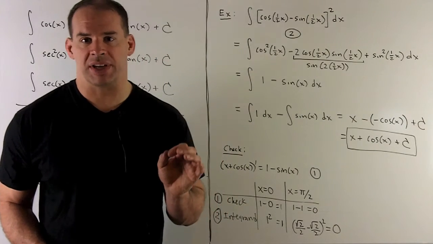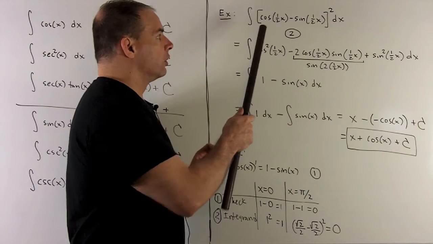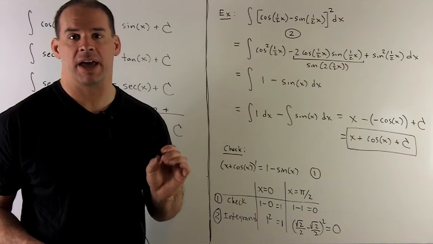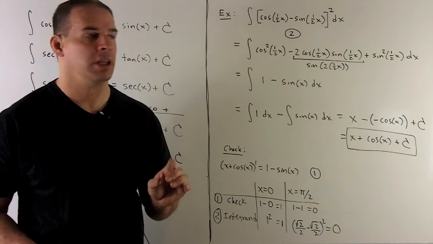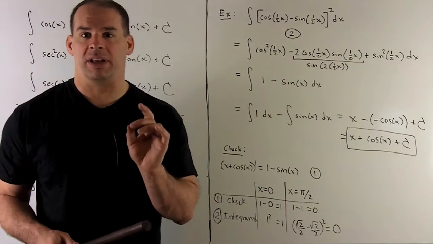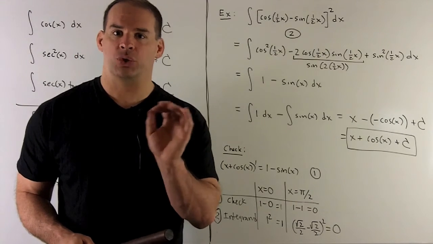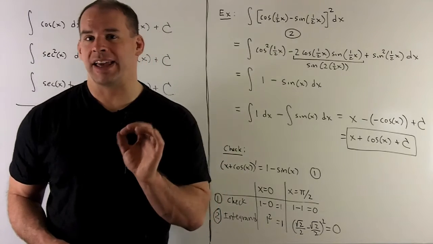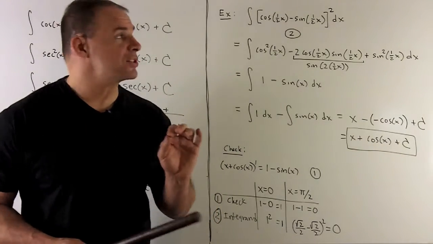Let's take a look at some examples. First, we'll have the indefinite integral of cosine of a half x minus sine of a half x, quantity squared, with respect to x. Now, this is in our list, and it doesn't look like anything we immediately recognize. So the idea is, whenever you have trig functions showing up, trig identities aren't far behind. So let's see what happens.